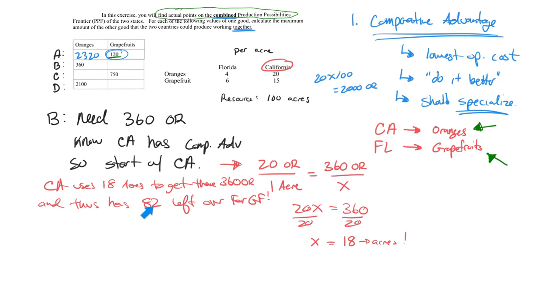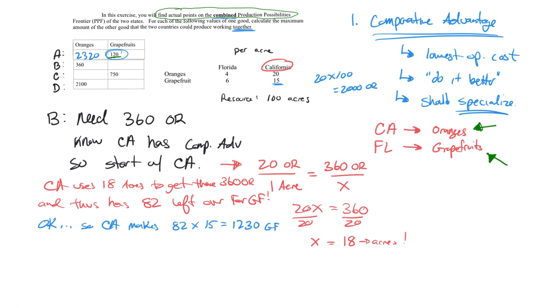And one student asked me how to get this 82. Well, there's 100. They're using 18. That's 100 minus 18 gets me to 82. All right, just like we did last time. Okay, so California produces 82 acres times 15 grapefruits because they could do 15 grapefruits for every 1 acre. So that means 82 times 15, which I plug into my calculator and I get 1,230 grapefruits.